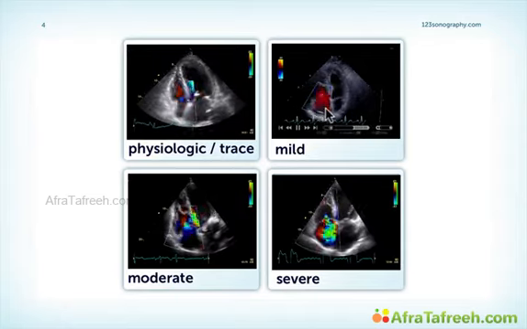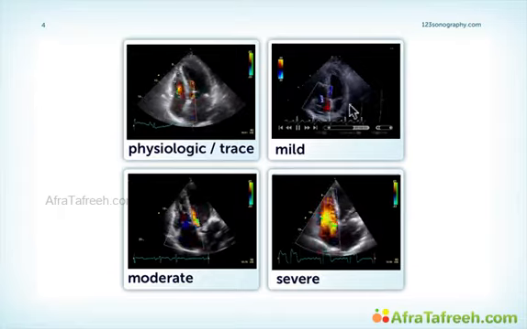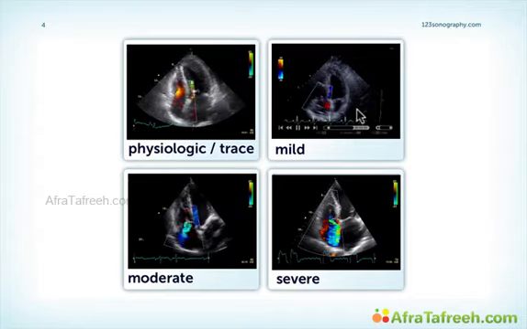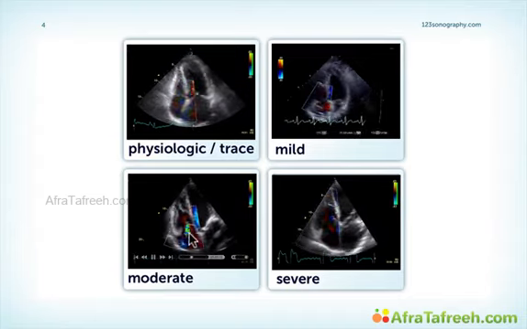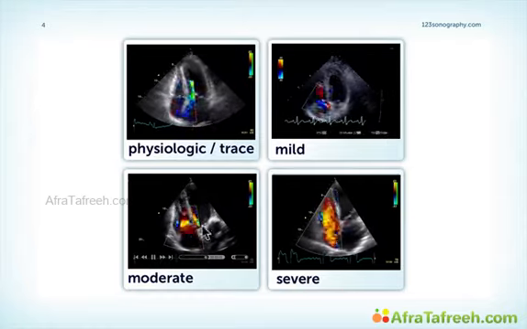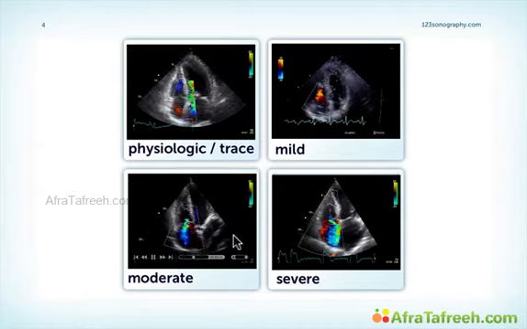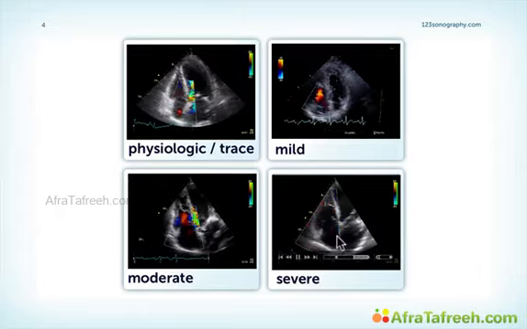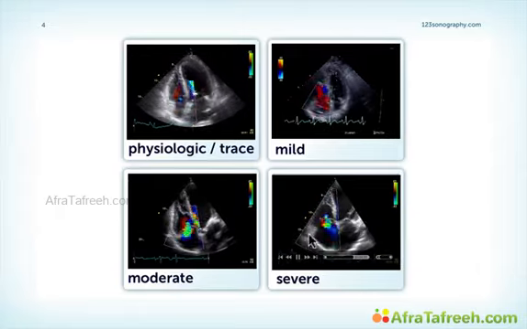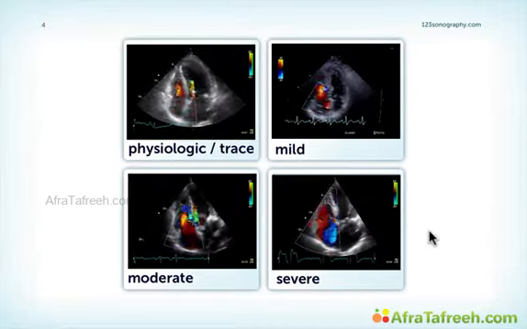Here is mild TR, a bit more. We do see a jet here, but we can hardly see a flow convergence zone. We have moderate TR here, where we can actually see the vena contracta and even measure the flow convergence zone. And then finally, severe TR with a broad jet and a distinct and measurable vena contracta and PISA.